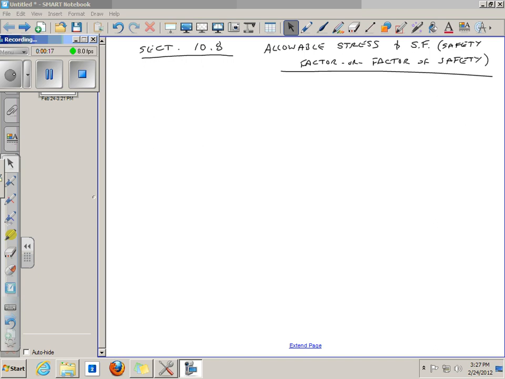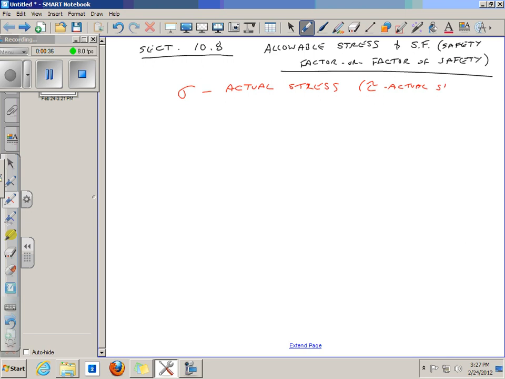Remember I said that my nomenclature forever is going to be that sigma means the actual axial stress, or tau would be my actual shear stress. No subscript means actual. If I want to talk about the allowable, I'll do sigma A for allowable stress, or tau A for allowable.